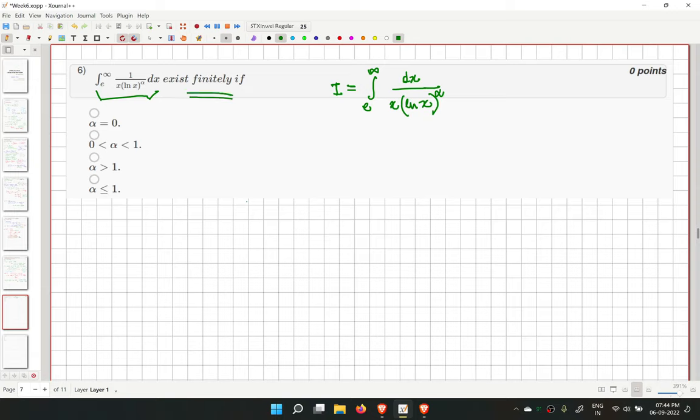Okay, so we have to check in which of these conditions this integration exists finitely, or in other words, this is converging. So we have to check for which values of alpha I converges. So let us begin.